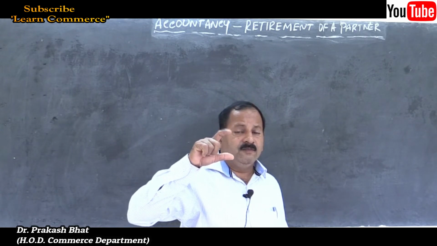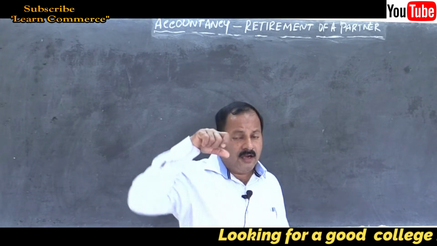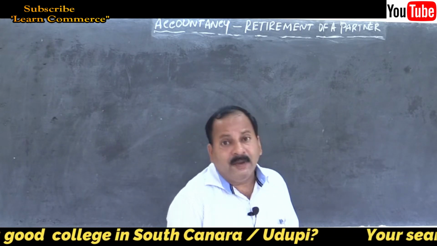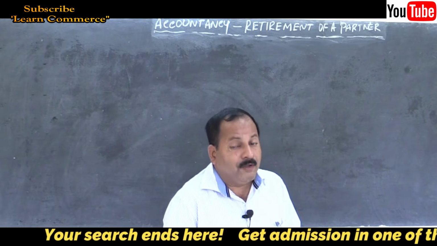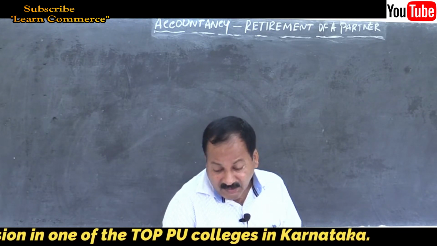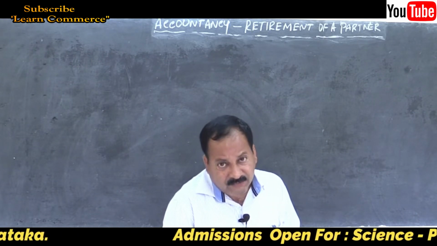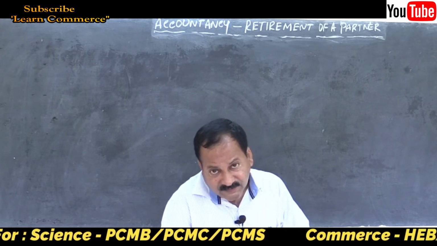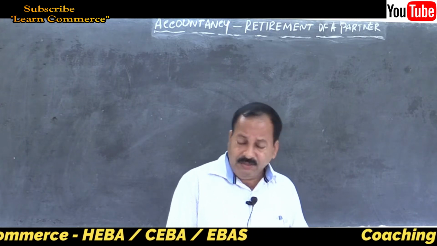Which partner? How to write off the goodwill? Continuing partners' capital account debtor to goodwill account in their new profit sharing ratio. Remember, whether new ratio is given in the problem? No. Whether gain ratios are given in the problem? No, not given. That means old ratio itself is their new ratio. Remember.